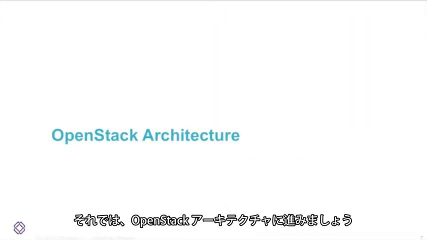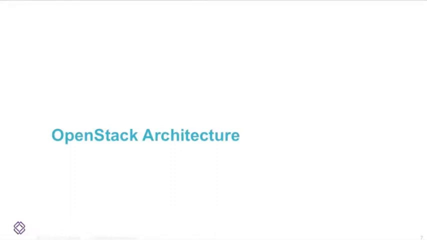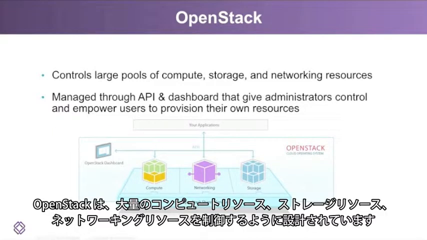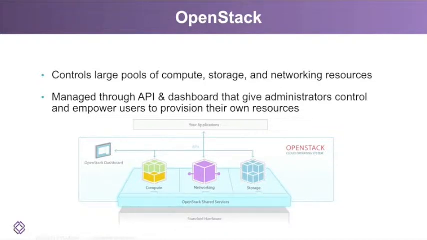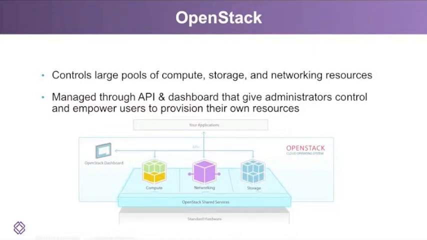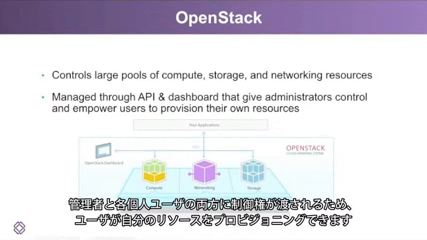Let's now go into OpenStack architecture. OpenStack was designed to control a large pool of compute, storage, and networking resources. All those resources are managed through API and a dashboard. Control is given to both the administrator as well as each individual user so that they can provision their own resources.